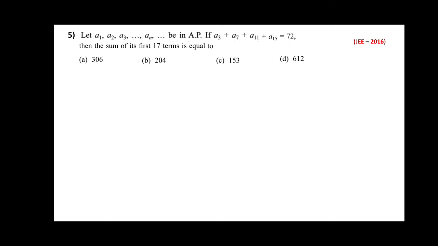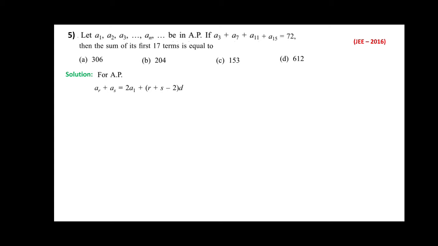This question was already asked in the JEE paper in 2016. So let us consider the solution of this question, students. For an AP, Ar plus As can be written as 2A1 plus (r plus s minus 2) into D, because Ar can be written as A1 plus (r minus 1) into D. Similarly, As can be written as A1 plus (s minus 1) into D. After adding these two, generally we have Ar plus As is equal to 2 into A1 plus (r plus s minus 2) whole into D.